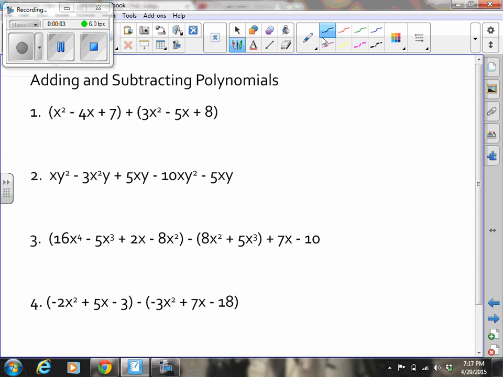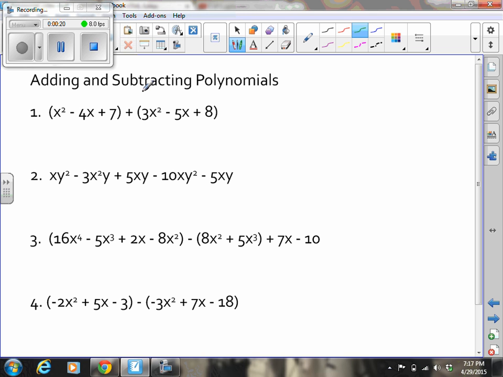Okay, now that we know what a polynomial is, we need to identify how to perform operations with polynomials. So in analytic geometry, we're required to know how to add, subtract, and multiply polynomials. So let's just take a look at that. We'll start with adding and subtracting.